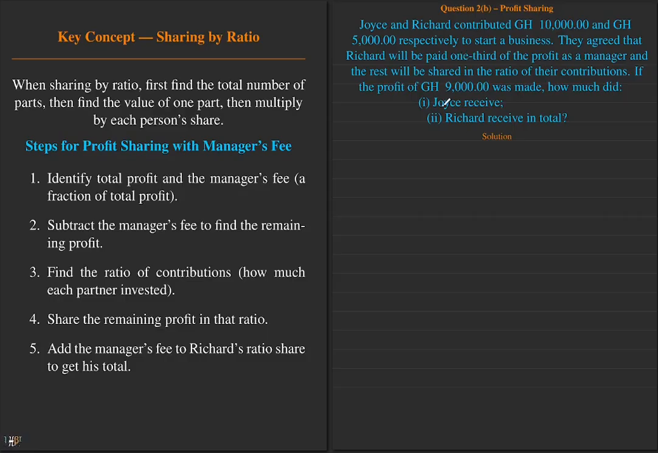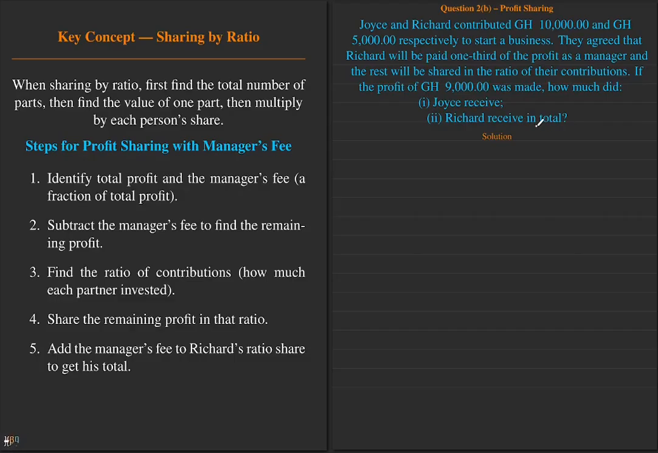So let's start with the question. It says Joyce and Richard contributed 10,000 cedis and 5,000 cedis respectively to start a business. They agreed that Richard will be paid 1/3 of the profit as manager, and the rest will be shared in the ratio of their contribution. If a profit of 9,000 was made, how much does, first of all, Joyce receive? And then secondly, how much does Richard receive?